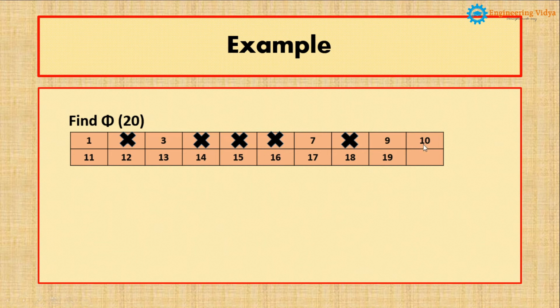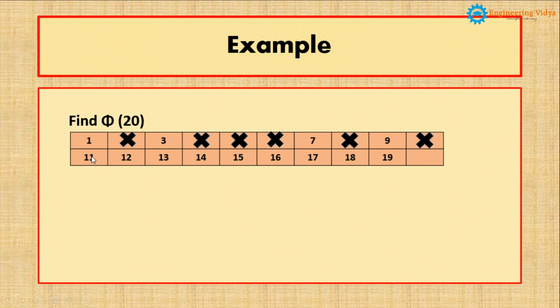Now we'll check for 10. In 10, 5 can divide 10 and 5 can divide 20. 2 can divide 10 and 2 can divide 20. So here we have 2 as well as 5, right? 2 and 5 can divide 10 and 2 and 5 can divide 20. So hence we can say it is not a relatively prime number, so it will be discarded.